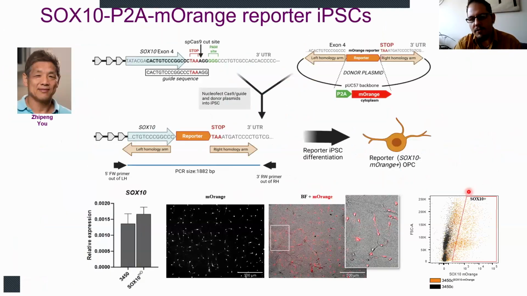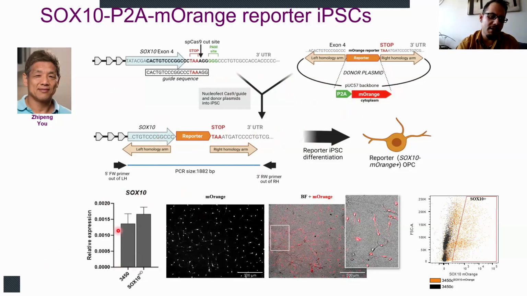So briefly, let's focus on the construct first. This is not a classic reporter construct that has the reporter under the control of the promoter of SOX10, but we attached the mOrange reporter to the SOX10 gene with a self-cleaving peptide called P2A. So what happens is that when SOX10 is actually translated and produced, P2A gets cleaved and mOrange gets released in the cytoplasm of the cells, while SOX10 goes in the nucleus and exerts its actions as a transcription factor.